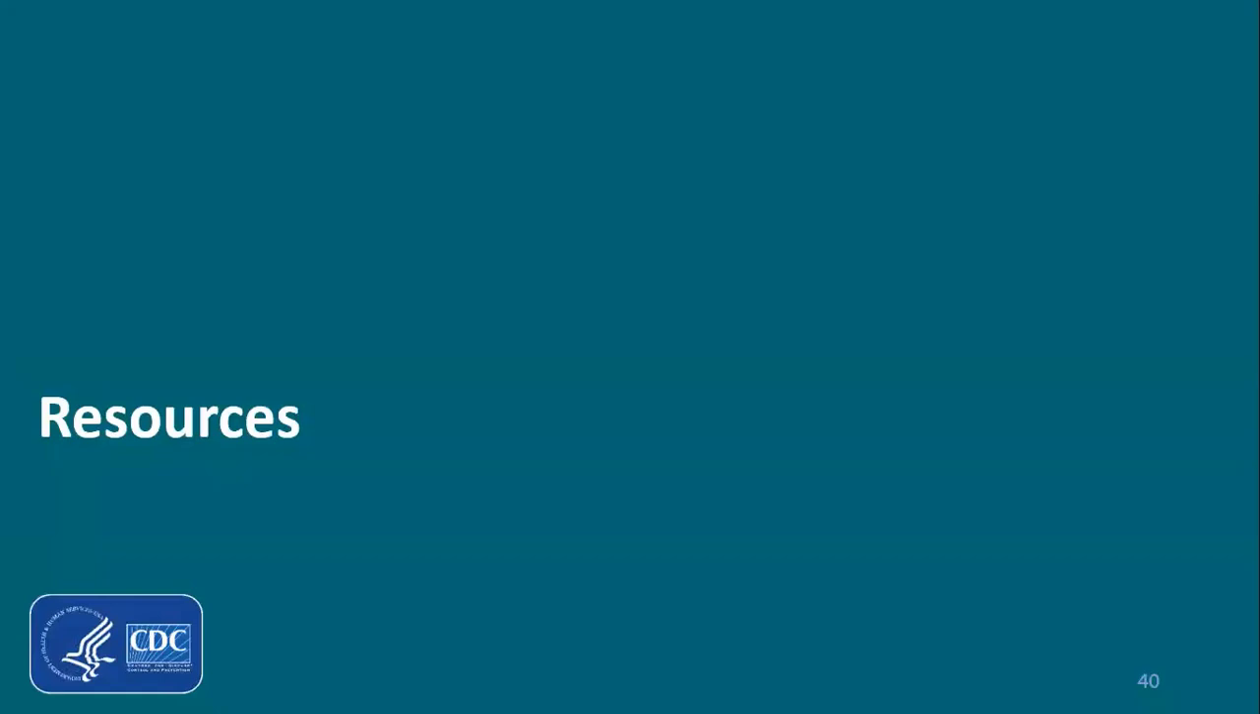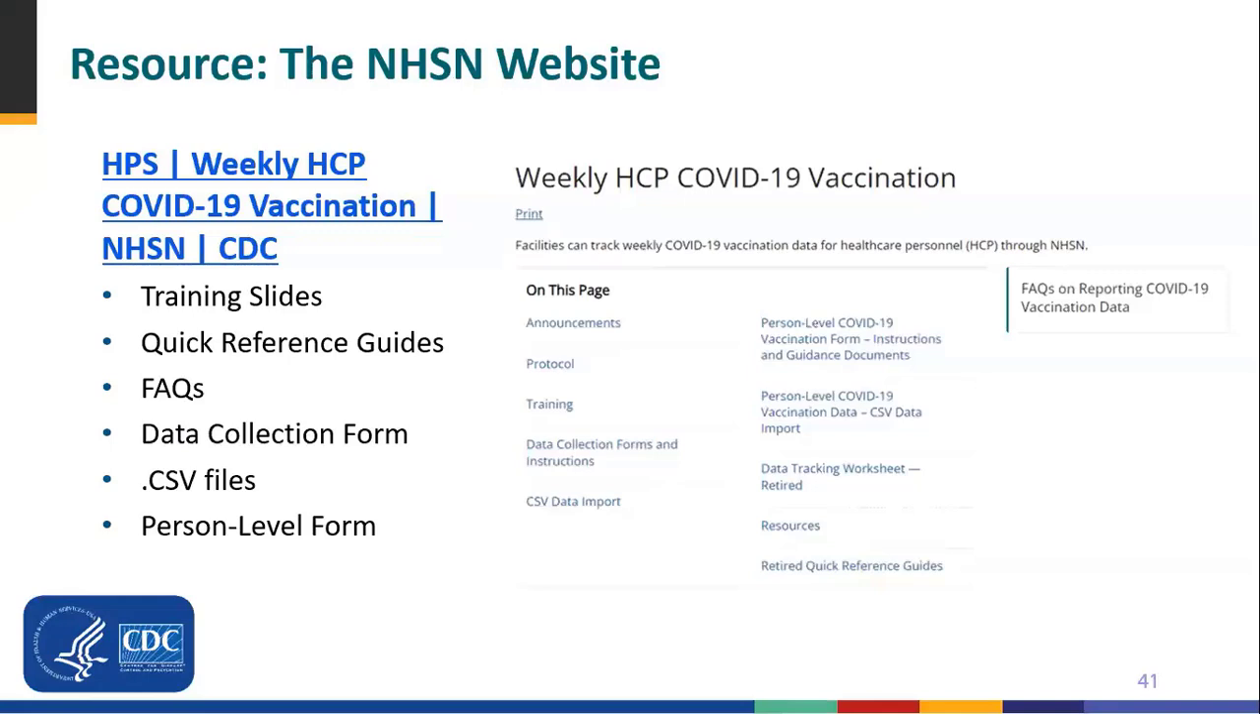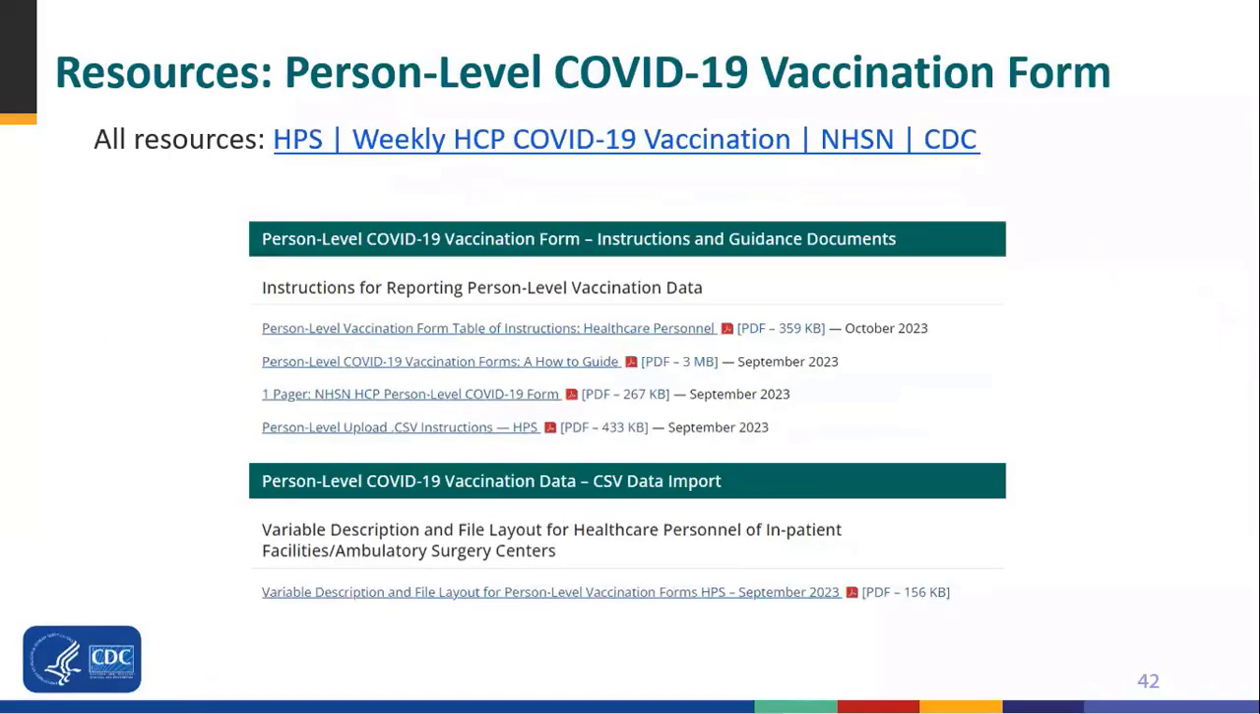Now we'll discuss some key resources. The Healthcare Personal Safety Component website contains links to a variety of training materials, including quick reference guides, training slides, and information on CSV file upload. For facilities who use the CSV file upload, please note that the CSV files have been updated and remain an option for submitting data. This slide shows where the person-level vaccination resources are located. You will find several guidance documents along with information about CSV data import.